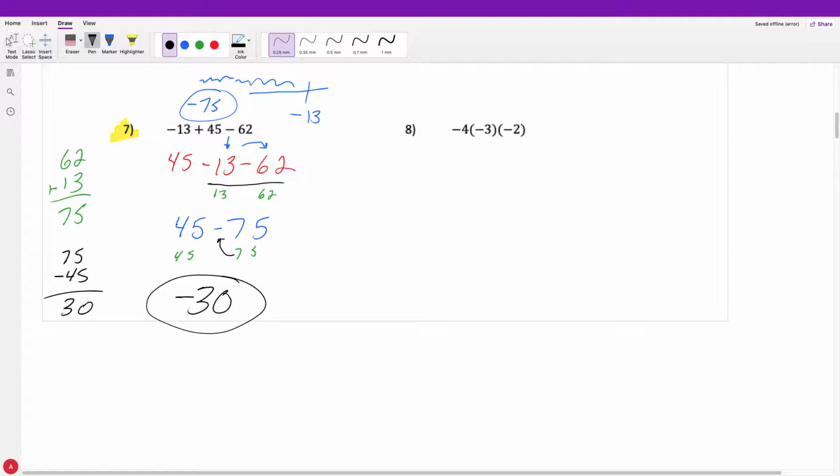Because if you look at this, let's imagine that these are money or whatever. We only have $45 and we spend 75. That means we're spending more than what we have, which means we need to go into the negative. We have more negative to begin with, so that means we're going to have more negative at the end. And that will be our answer, negative 30.